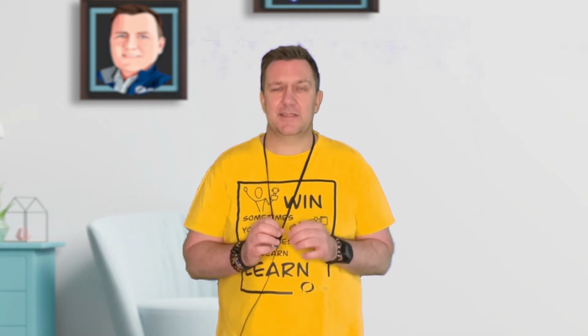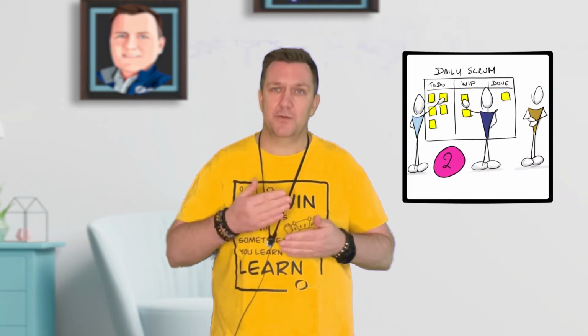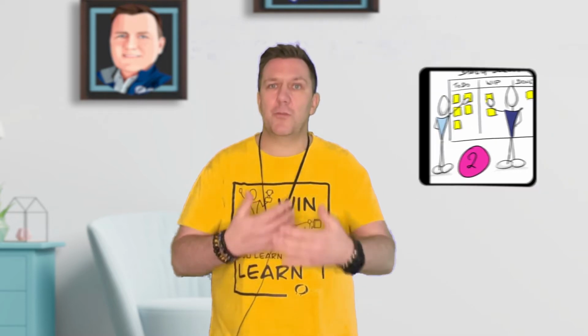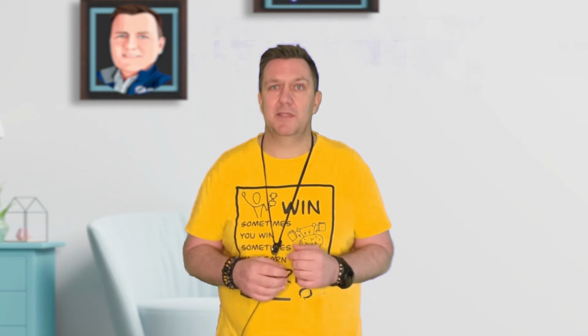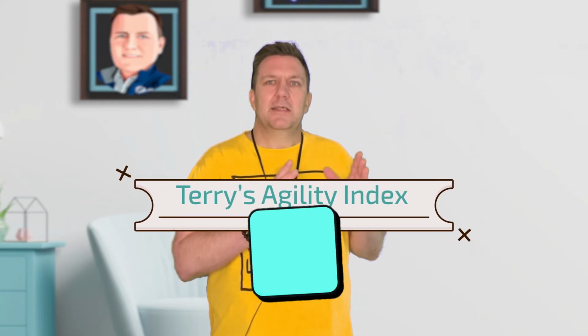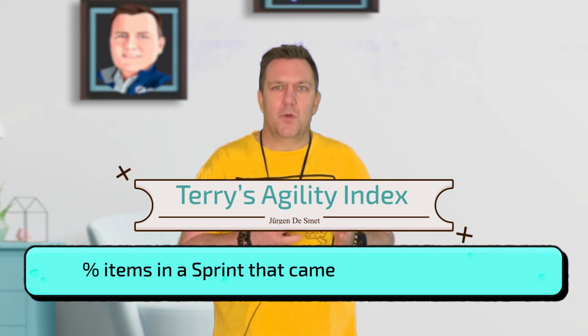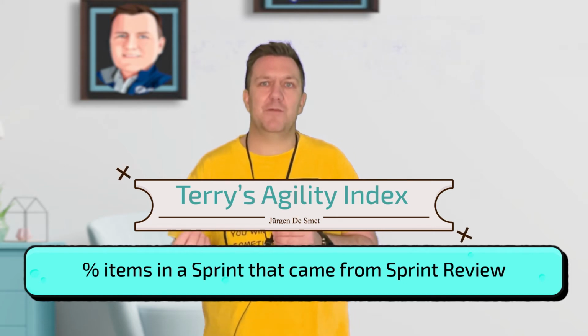Terry's Agility Index is a pretty simple one if at least you apply Scrum in your organization or a kind of heartbeat process to absorb learning on a product level. No matter if it's Scrum or if it's not. It's about the heartbeat, the principles, the patterns, not about the name you give it, of course. This is already something you knew from past videos. So let's zoom into Terry's Agility Index. Terry's Agility Index says the percentage of new items in a single sprint that came from the sprint review session.